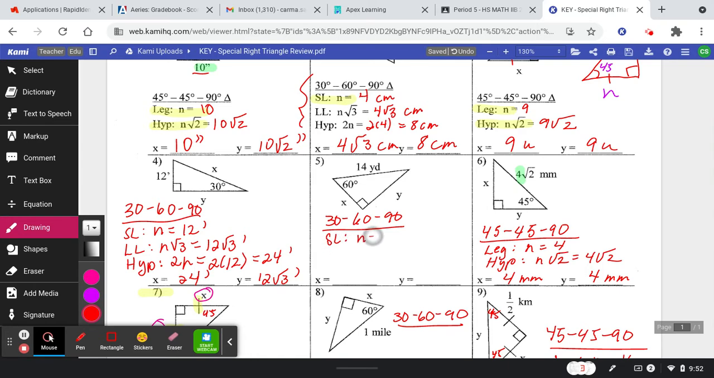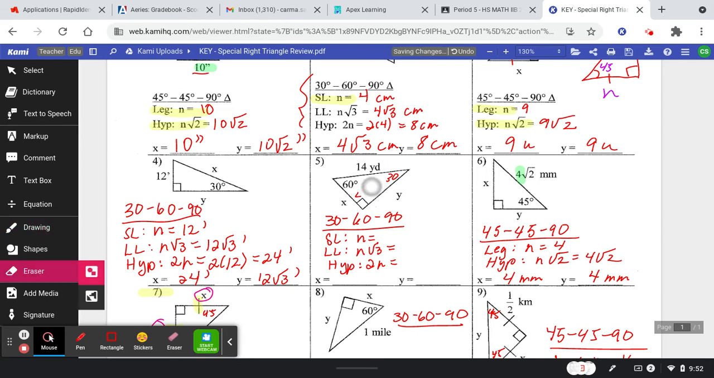Short leg, long leg, and hypotenuse. Notice this time they did not give me the short leg. Here's my 30 over here. Across from the 30, there is an x. We don't know that value. What they did give me is the hypotenuse. Let's go fill that in, of 14 yards.